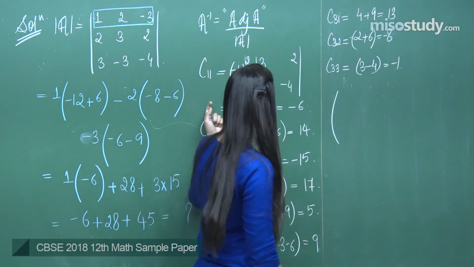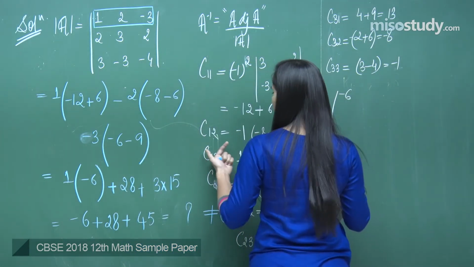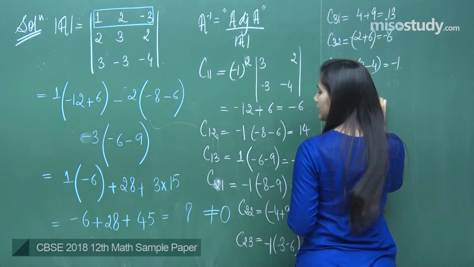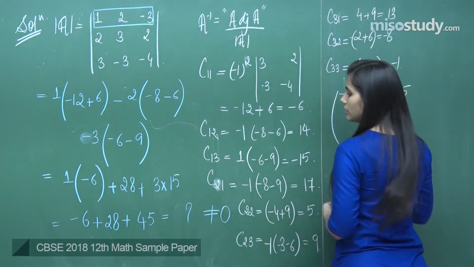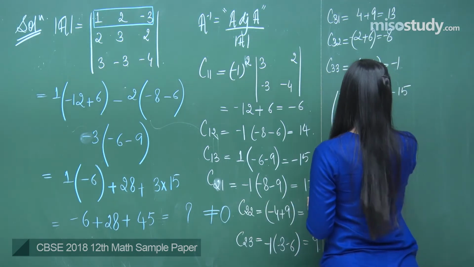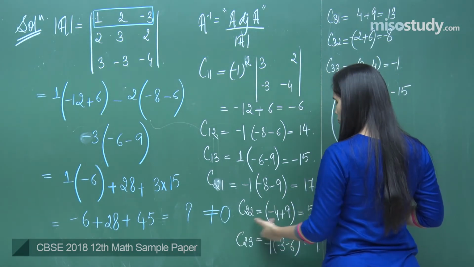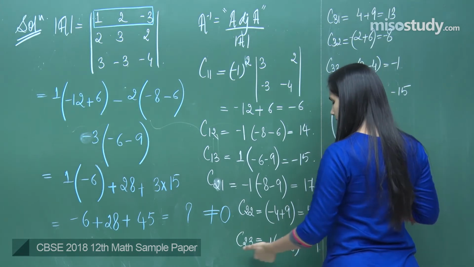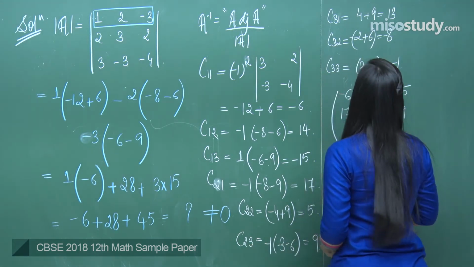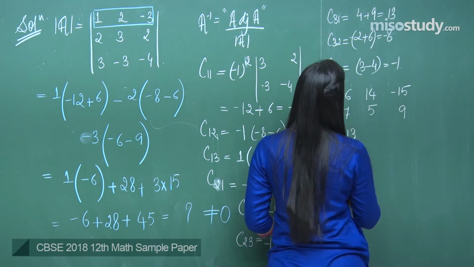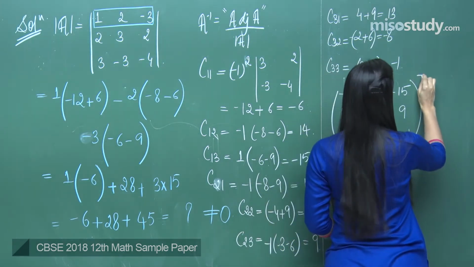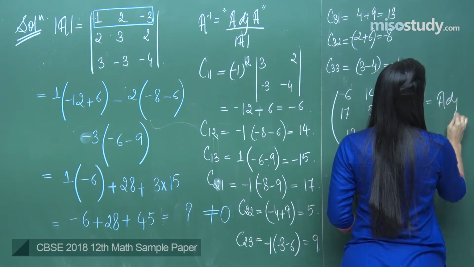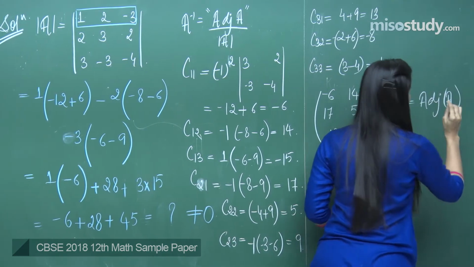So what is C11? This is minus 6. C12 is 14. C13 is minus 15. C21 is 17. C22 is 5. C23 is 9. C31 is 13. C32 is minus 8 and C33 is minus 1. Its transpose is your adjoint of A.